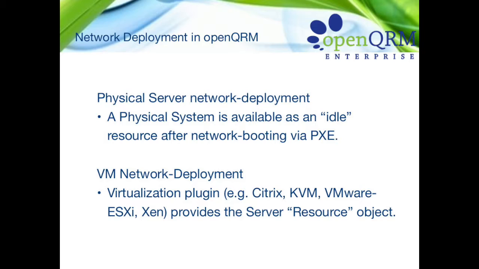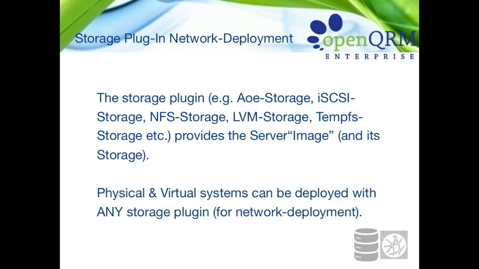For non-physical systems, which means virtual machine deployment, there are several resource providers in openQRM like Citrix, KVM, VMware, iSCSI, or Xen, which provide a server resource object, which then can be used for the further provisioning workflow. The storage side of this network deployment type is implemented by several different technologies. As I already mentioned, there's AoE storage available, iSCSI, NAS-based, NFS storage, and there's always the option to put a logical volume manager underneath it for more efficient image and volume management.